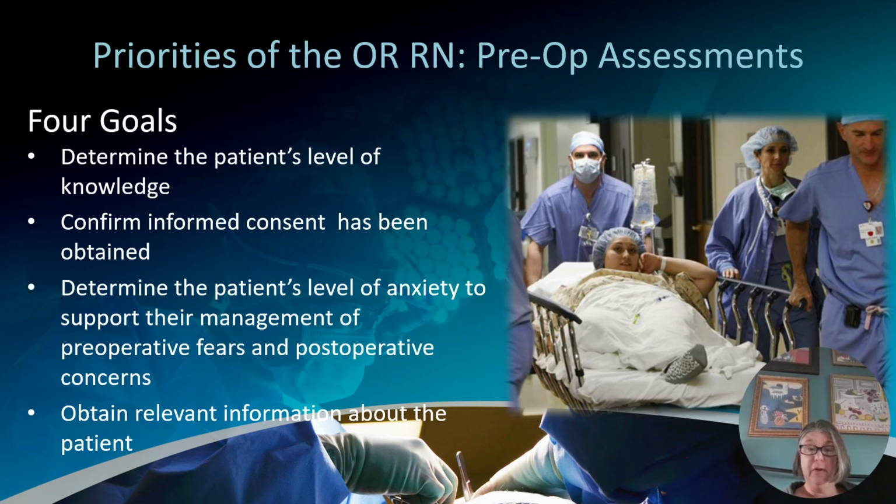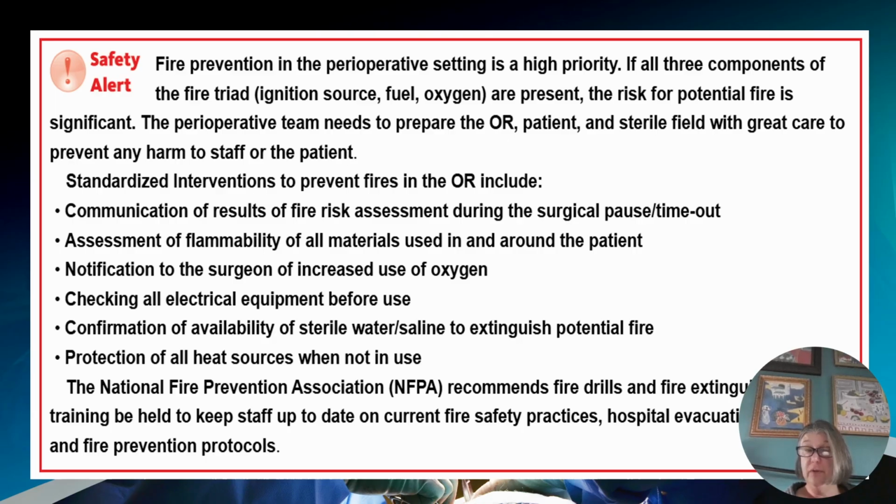Just remember that the priorities of the OR nurse with the pre-op assessments, there are 4 goals. We wanted to determine the patient's level of knowledge, confirm that informed consent was obtained, determine patient's level of anxiety, and we want to support and help them through that, and then obtain relevant information about the patient. And that's all review from chapter 15. This talks about the fire prevention. That is part of this intra-op timeout.